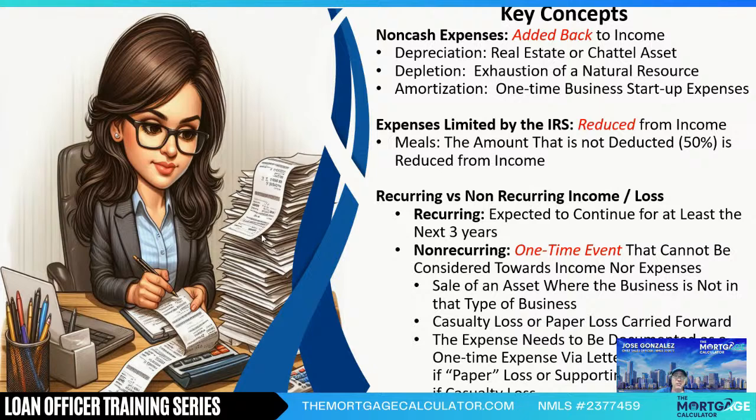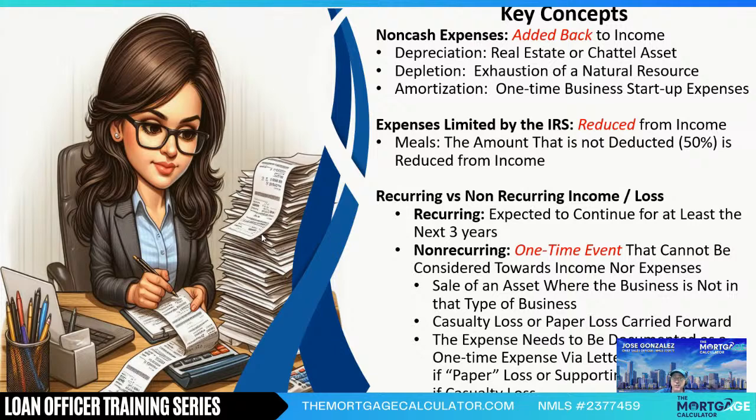Maybe it's something that you can get added as an income. But where we normally get situations that arise here is when we have a loss, right? We have a loss that's reported, deducted from the income. It's a non-recurring loss. If we can get an explanation for what it is, we may be able to get it omitted as a loss, because a non-recurring loss is a one time event that cannot be considered towards income nor expenses.